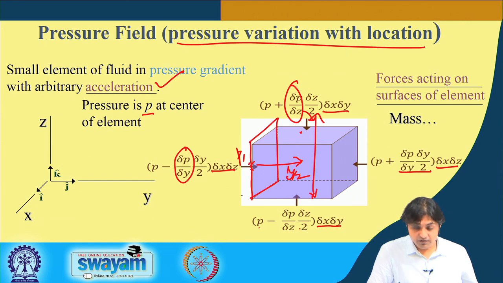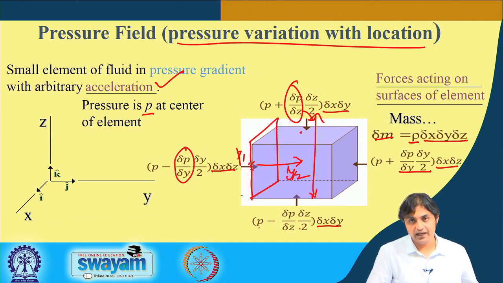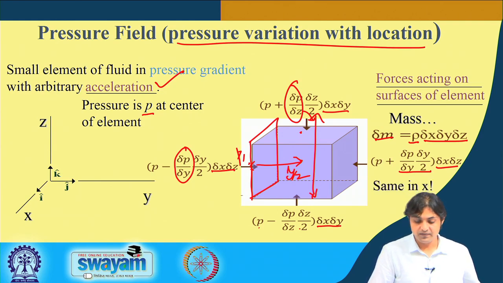So what is the mass of the element going to be? Very simple. The delta m is going to be density multiplied by volume. Volume is very simple, delta x into delta y into delta z. So we have now written most of the things in one of these directions, right? We have assumed the y direction, the same can be done in x also, but we are going to concentrate on one direction right now, the variation of pressure in the y direction, for example.